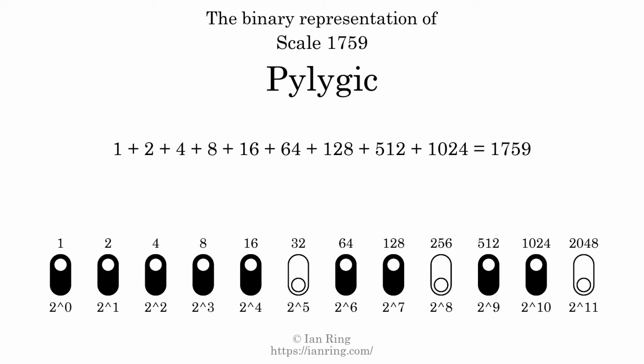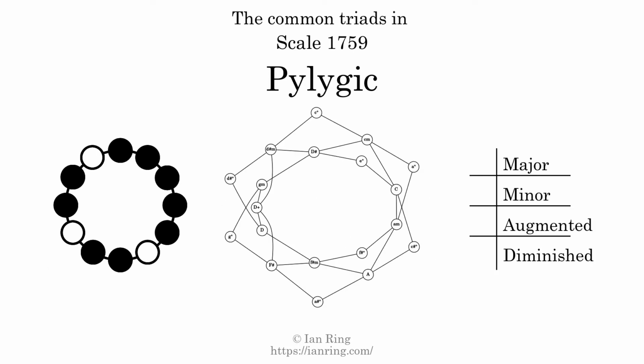1759. The scale number not only enumerates the scale with a unique index, but it also literally describes the tonal content of the scale. Represented as a binary number in base 2, the scale number is 0110110111111. Here are the common triads present in this scale.